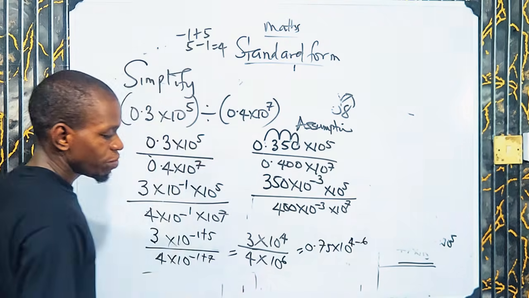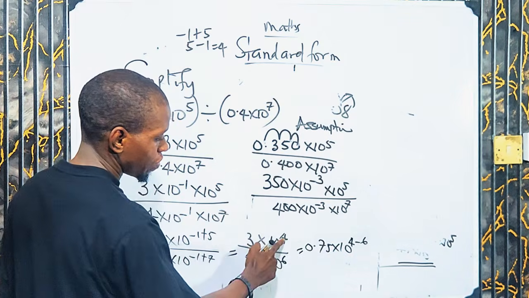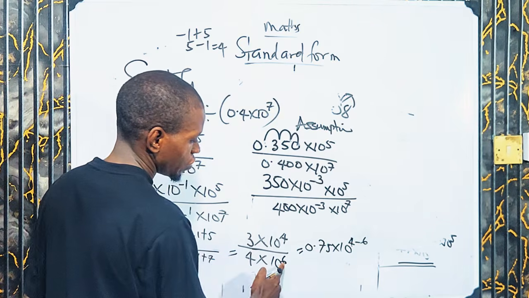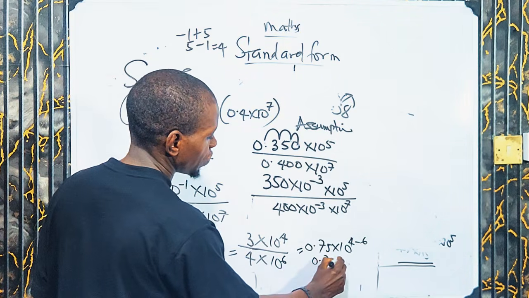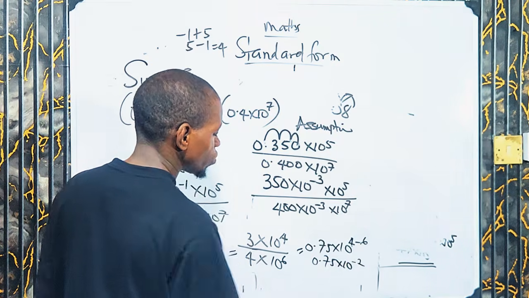Why did I say 4 minus 6? I have 10 here, I have 10 here, I will choose one of the 10. Then I have power 4, which is the first one. Because of this division, I will say minus 6. So I'm going to have 0.75 times 10 raised to the power 4 minus 6, which gives me minus 2.